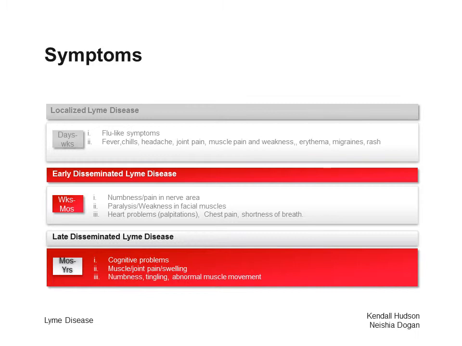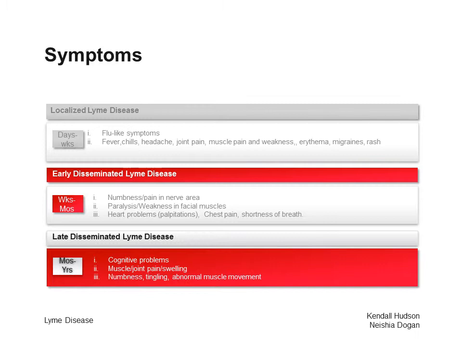Symptoms of early disseminated Lyme disease, Stage 2, may occur weeks to months after the tick bite and may include numbness or pain in the nerve area, paralysis or weakness in the muscles of the face, and heart problems such as skipped heartbeat, chest pain, or shortness of breath.